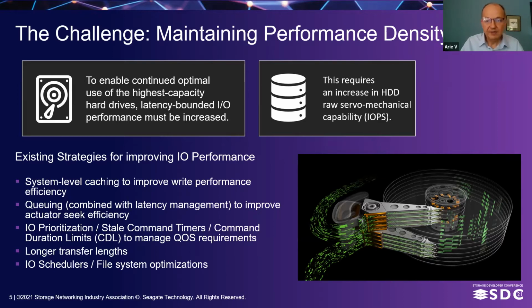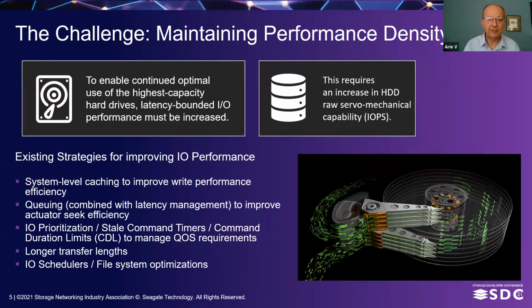Today you see a lot of work going on. The first one I'll call out is caching. Up to about 10% of your storage mix being flash gives you significant performance boost. Beyond 10%, there's diminishing returns. Queuing, going with deeper queue depths as long as you manage latency carefully. IO prioritization, we see command duration limits now as an important technology, and a lot of work going on in standards and Linux and in the ecosystem around that. Longer transfer lengths, and then just innovations in things like IO schedulers.